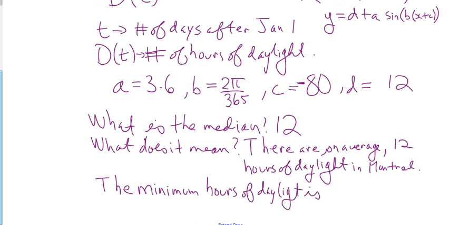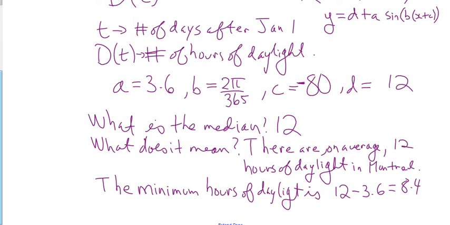Minimum hours of daylight is 8.4. So how do you get that? Yeah, so 12 is in the middle, right? And the minimum is, so 12 is D. The minimum is D minus A. Subtract the amplitude, right? From the middle we go amplitude down and we go amplitude up. So what's the maximum, Michaela? 15.6. Okay, so minimum daylight is 12 minus 3.6, which is 8.4.